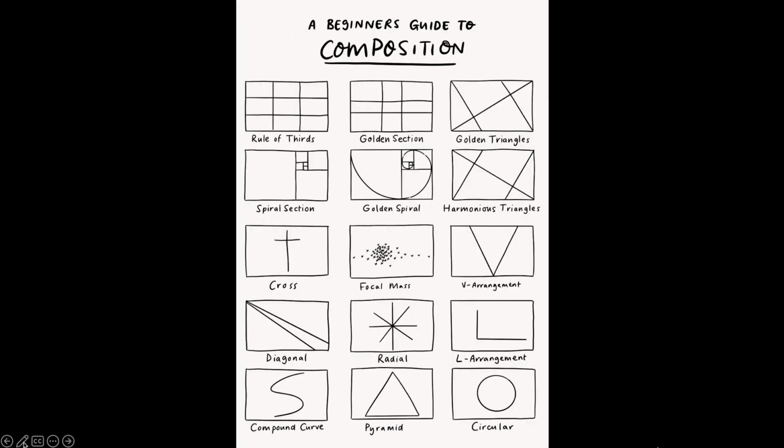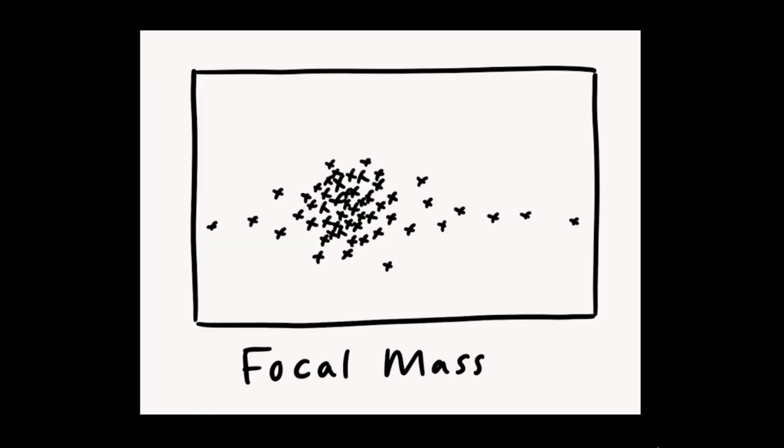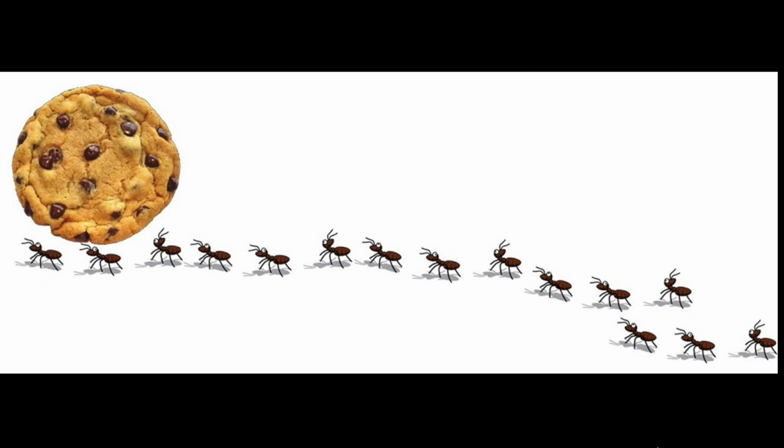Focal mass. We look at the beginner guide to composition and we're going to focus on focal mass. So focal mass has a mass of objects with other objects or things trailing off from the sides. I like to think of it in terms of ants finding dessert.